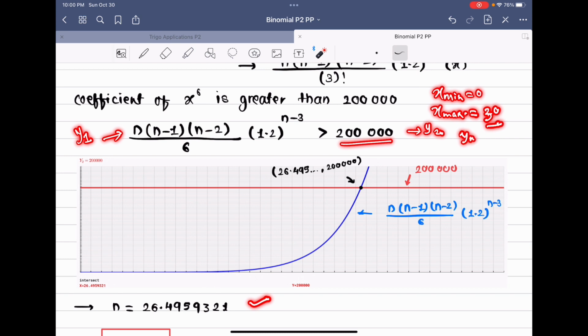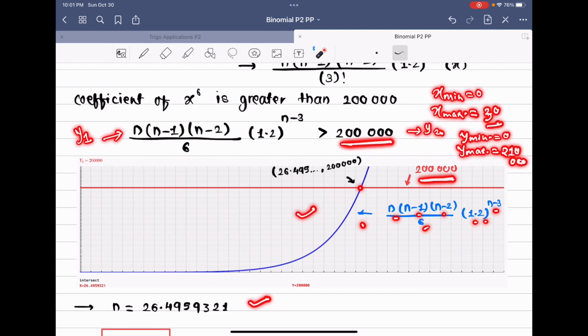Y minima has to be 0 and Y maxima is basically your right hand side, which is 200,000, but they say greater than that, so take the Y value 210,000. Plot the graph. You will see the same graph. This is the iPad version, so you will see the same graph on your GDC. Please sketch the graph as it is. Label the graph. This horizontal line is your 200,000. The blue curve is n into n minus 1 into n minus 2 over 3 factorial, which is 6, into 1.2 raised to n minus 3.